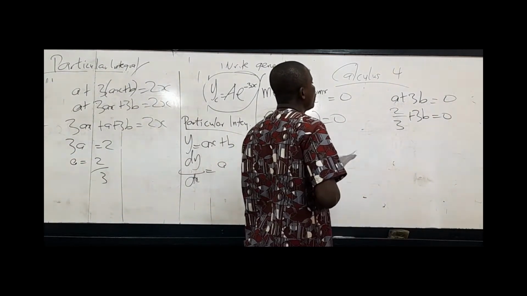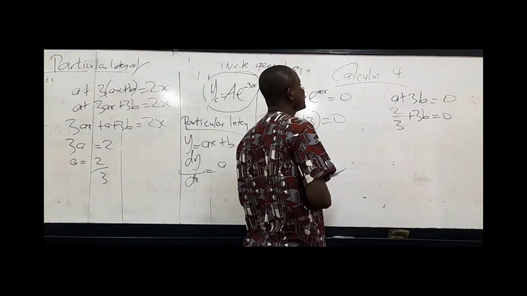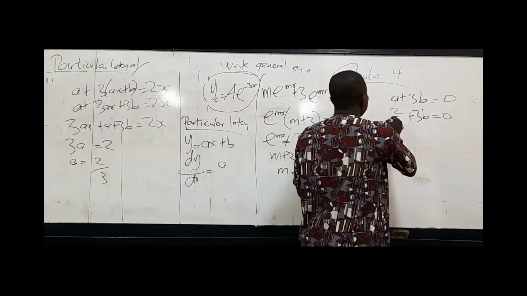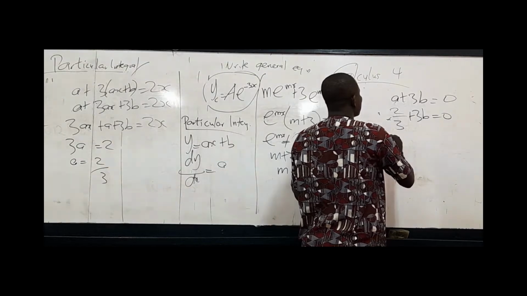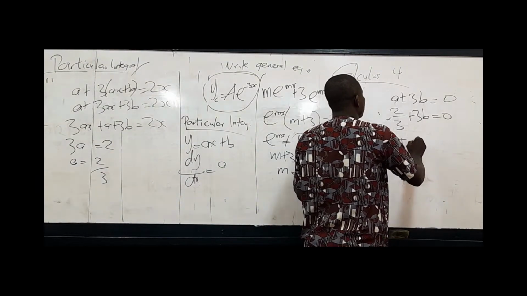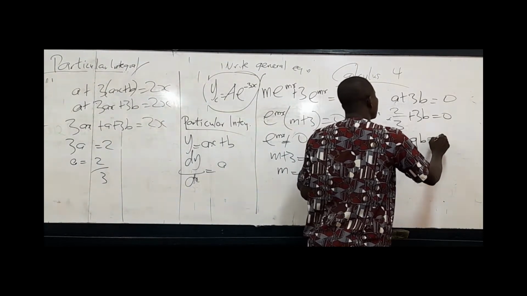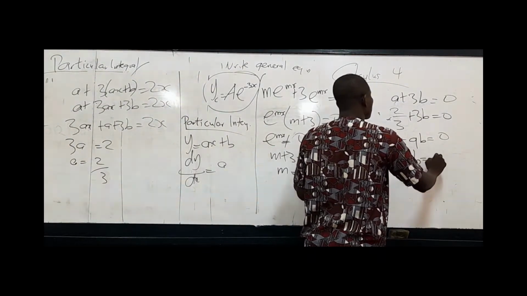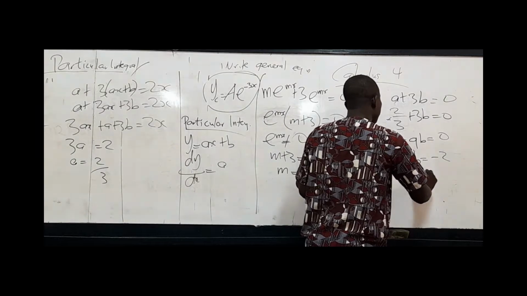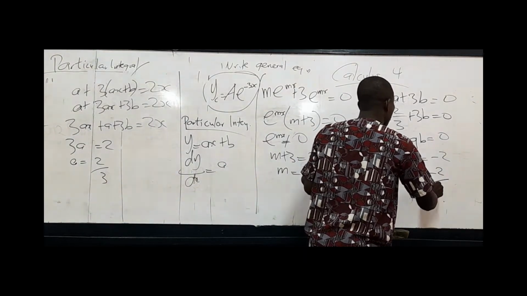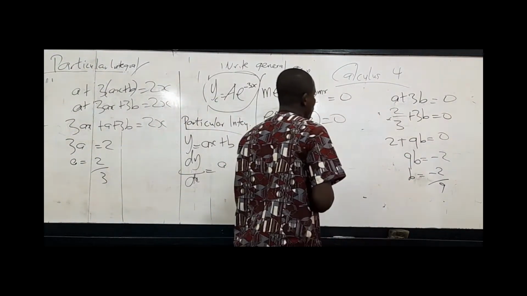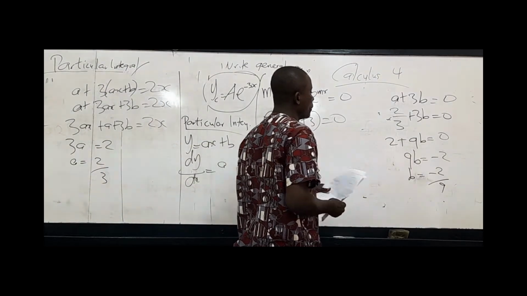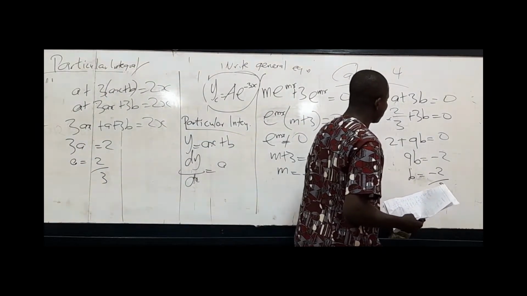So I can multiply through by the LCM, which is 3. And here, times 3 times 3. So it becomes 2 plus 9b is equal to 0. So 9b is equal to negative 2, and b is equal to negative 2/9. Okay? And b is equal to negative 2/9.